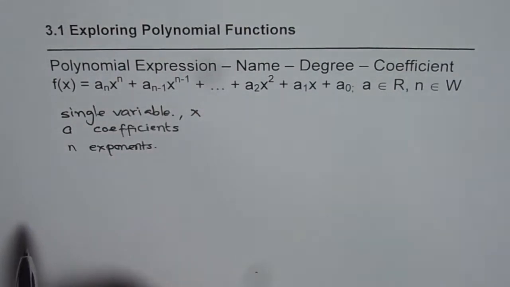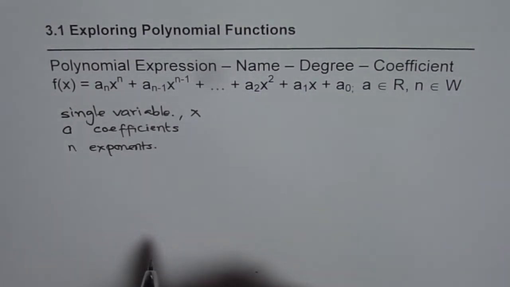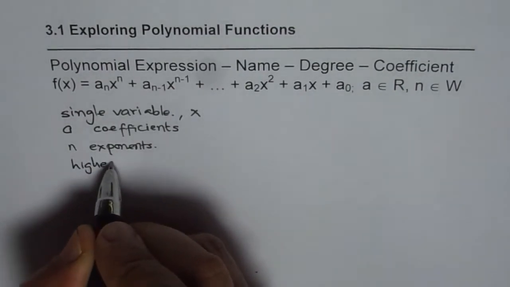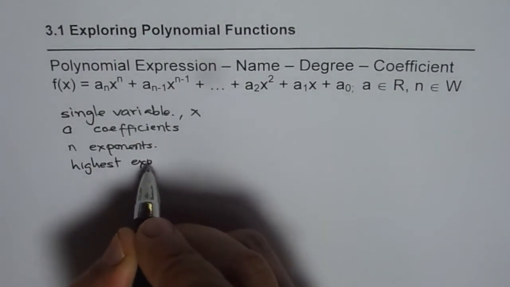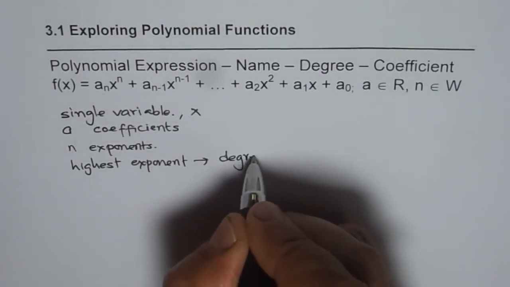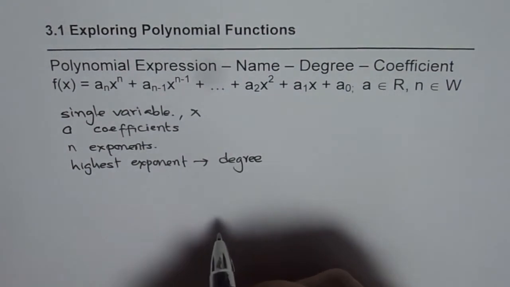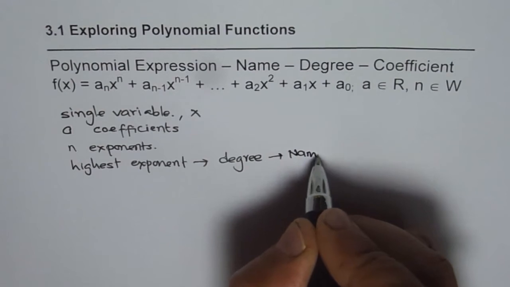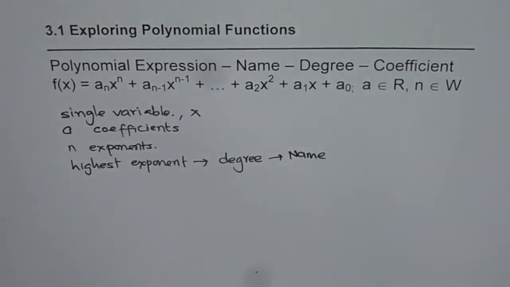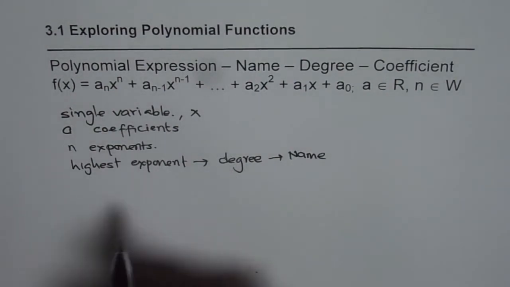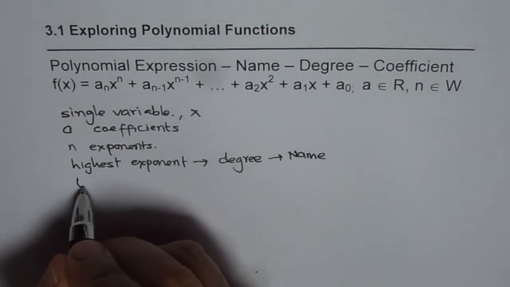The highest exponent in this standard equation gives you the degree of the polynomial, right? So the highest exponent gives the degree of the polynomial, and sometimes we also call it by that name. So we'll take them one by one. And the term with the highest degree is also called the leading term.